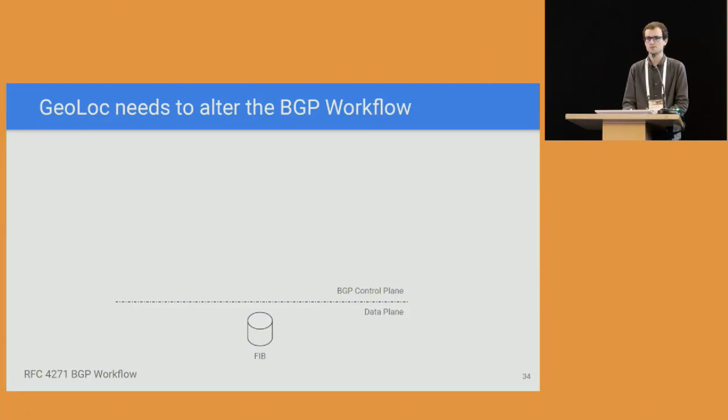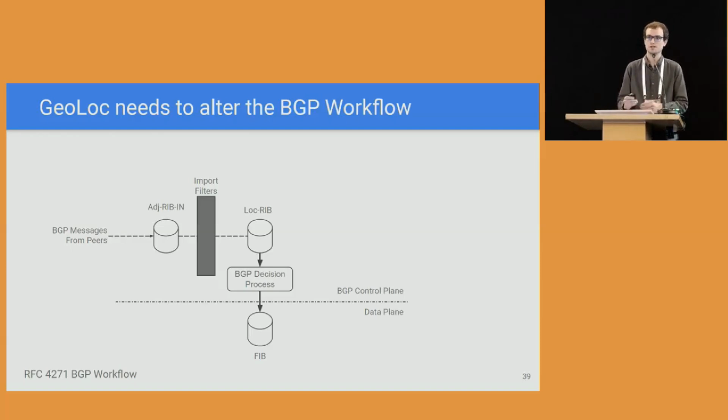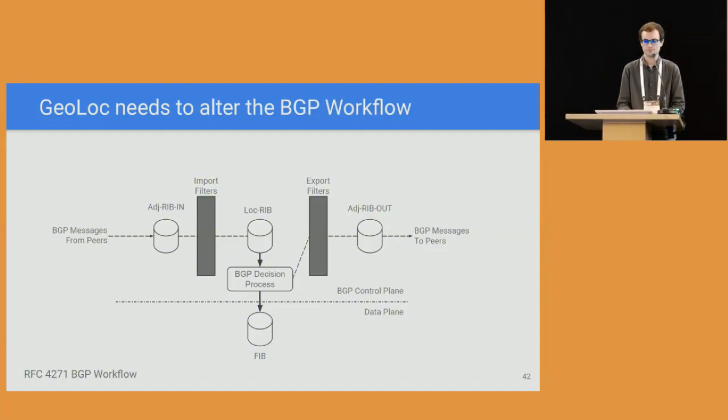Okay, so how did we manage to make xBGP compliant with any BGP implementation? For that, we rely on the BGP workflow that has been defined in RFC 4271, and this workflow is normally implemented in all BGP implementations. And the BGP workflow is the following. Each time you receive a BGP message from your peers, it goes to the Adj-RIB-In. Then you have import filters to apply some policies. After that, the route goes to the Loc-RIB. Then you have the BGP decision process that will select the best route toward each prefix. Then again export filters, they go to the Adj-RIB-Out, and finally you announce the best route to your neighbors.